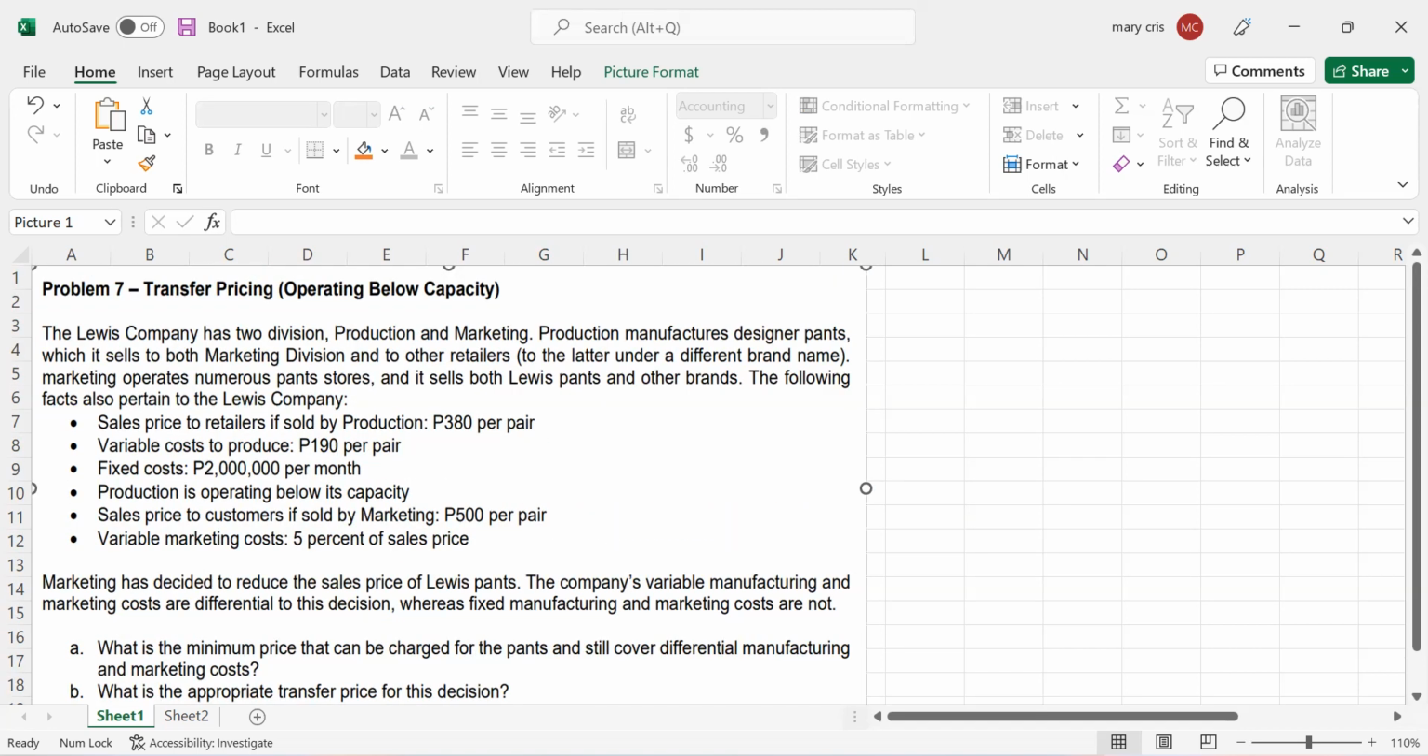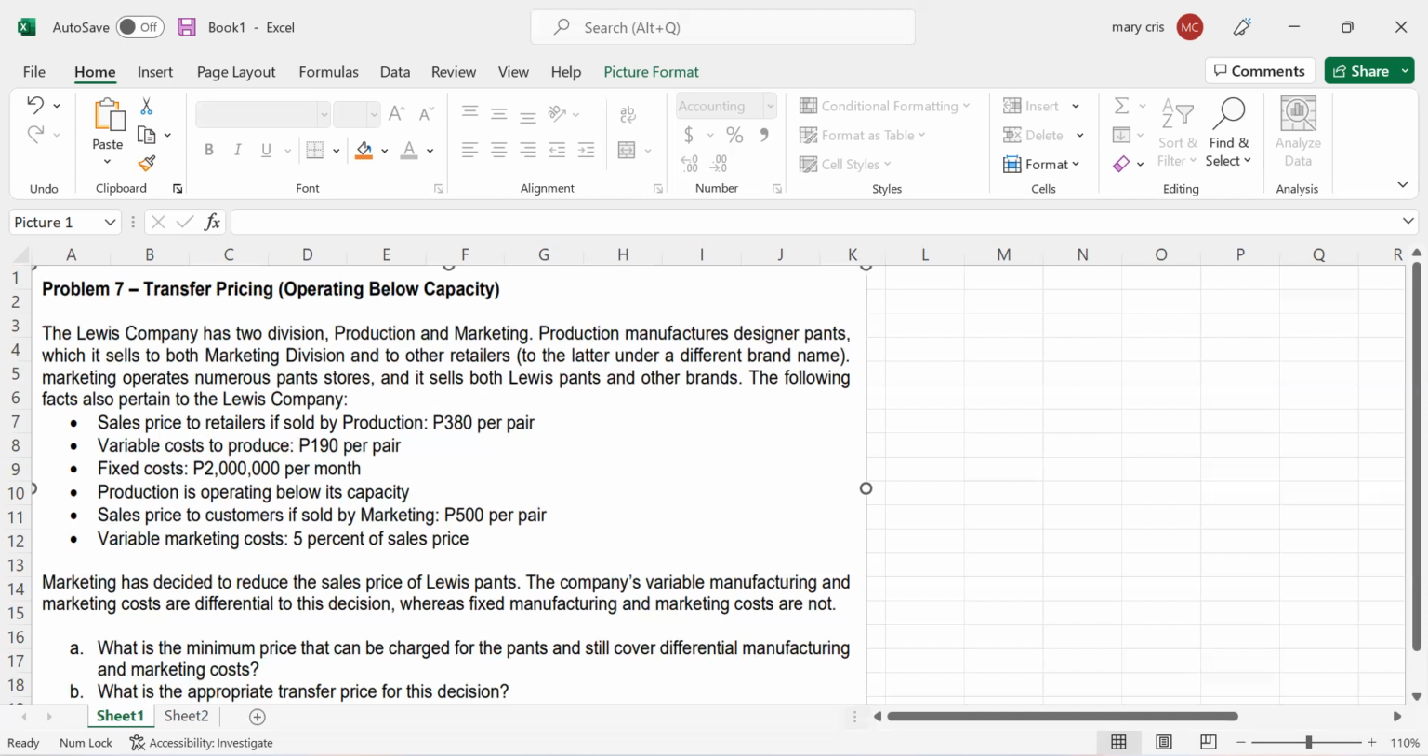Now, marketing has decided to reduce the sales price of Lewis pants. So, the company's variable manufacturing and marketing costs are differential to this decision. So, sinabi na niya, no, kung ano yung mga cost na will make a difference or relevant, no, or considered differential to the decision of reducing, how much should be the transfer price to the production department. Whereas fixed manufacturing and marketing costs are not. So, hindi daw differential, no? Hindi na relevant ang manufacturing tsaka marketing cost.